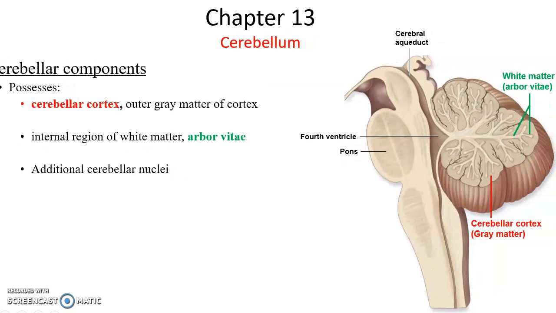The cerebellum has a few internal structures. It has a cerebellar cortex. It's the equivalent of the cerebral cortex. And the cerebellar cortex, again, is composed primarily of gray matter. And then it has an internal white matter structure. And that white matter structure is called the arbor vitae. It's called the arbor vitae because people thought it looked kind of like a branching tree. And then there are some additional smaller cerebellar nuclei within the white matter.